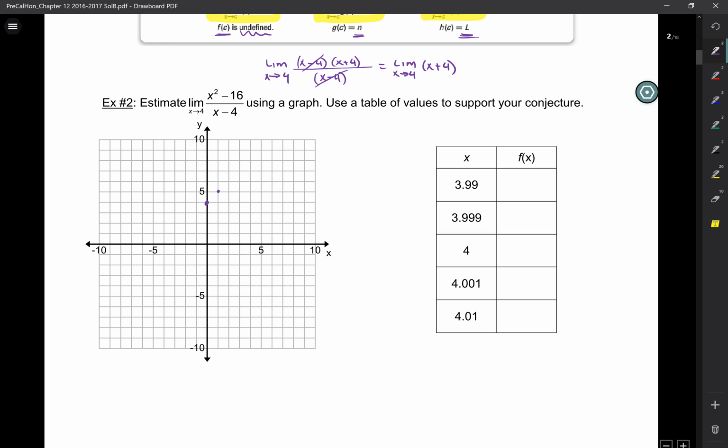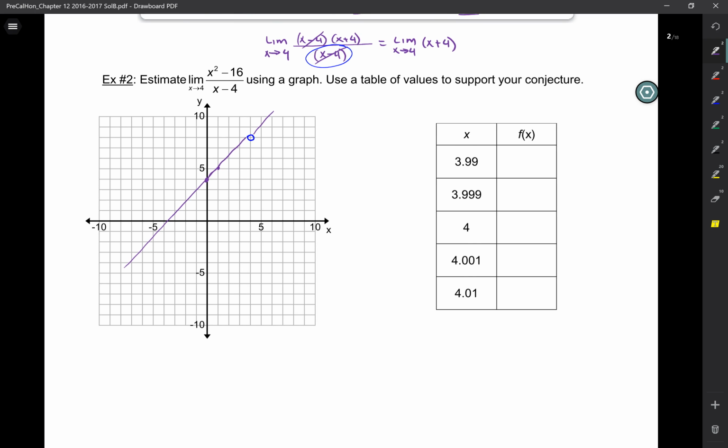Now, what's this business, though, with the x minus 4 in the denominator? X cannot equal 4. But now, is it a vertical asymptote or is it a removable discontinuity? It's a removable discontinuity at x equals 4 and y equals 8. So right here. But how do we know? So that's what that looks like.